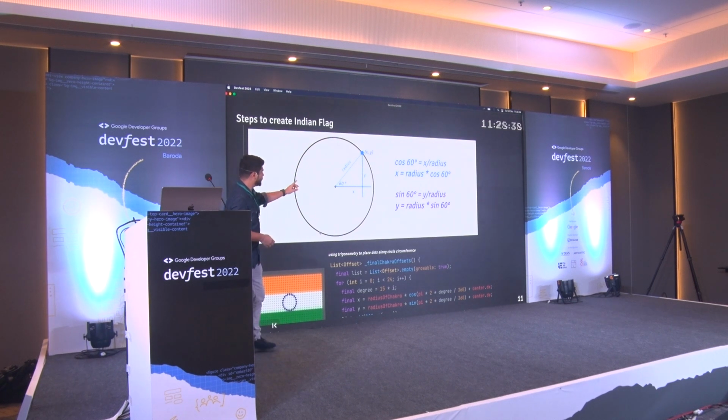easily. We have to find a point at a certain degree on the circle, radius distance apart. Okay, for that there is an xy coordinate. Consider this. One more fact I forgot. In the Indian flag, the chakra has 24 lines. Okay, so there are 360 degrees in a circle. So how many lines will be needed? 24. Of course, I said just now.